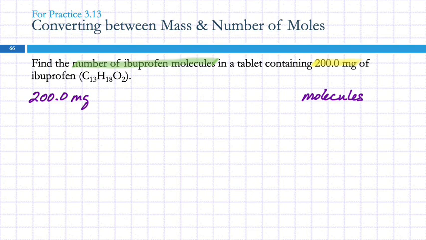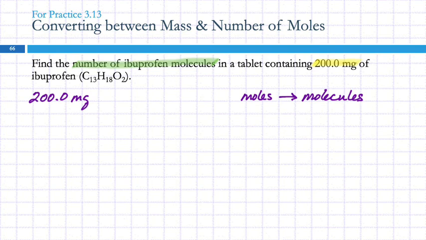Well, what's probably going to show up in the middle? We're going to have a conversion factor. It's probably going to involve moles, right? Do we know about a relationship between molecules and moles? Yeah. So that one's going to be Avogadro's number.